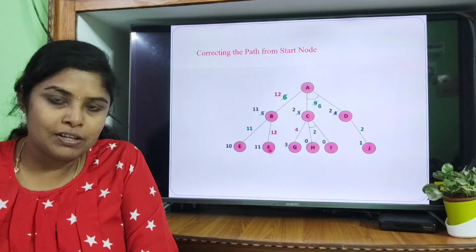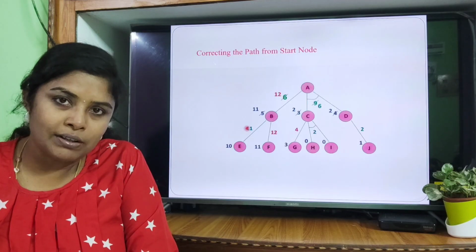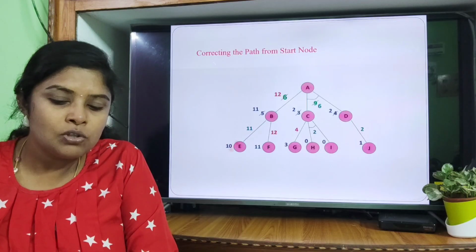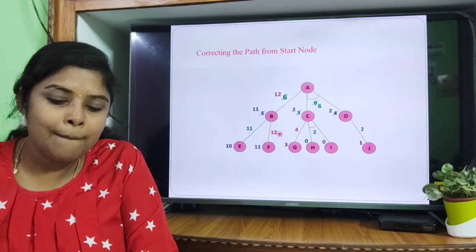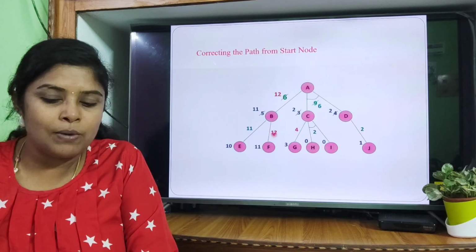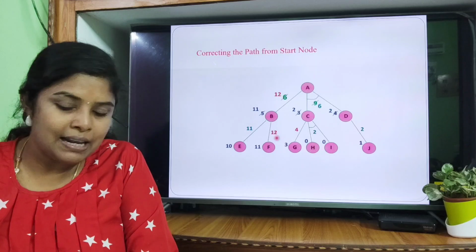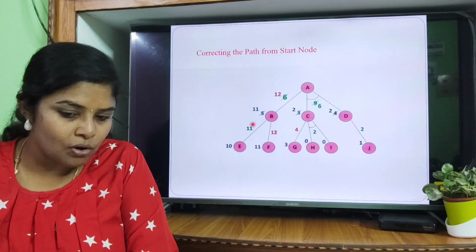So B to E is nothing but the path cost is not given, consider as 1, and the heuristic value is given as 10. So it will be 11. And from B to F also it is 1 plus 11. So it will be 12. In 11 and 12, which is the least cost one? 11. So it is given in green here, this 11. This is the least cost one.